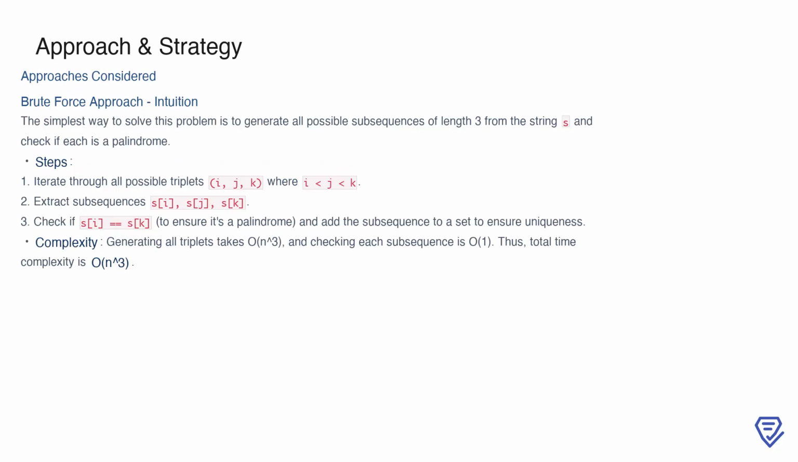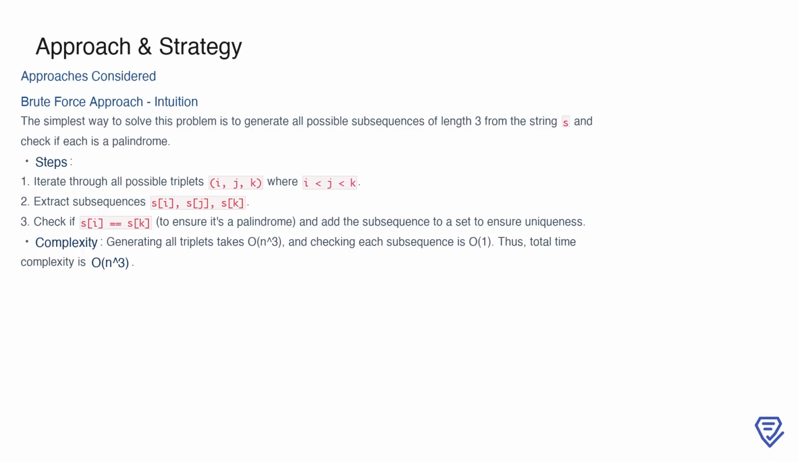To approach this problem, the most straightforward method is the brute force approach. The intuition here is simple: we generate all possible subsequences of Length-3 from the given string S and check if each one forms a palindrome. To do this, we iterate through all possible triplets of indices i, j, k, where the condition i less than j less than k holds. For each triplet, we extract the subsequence consisting of S[i], S[j], and S[k]. To determine if it's a palindrome, we check whether the first and last characters, S[i] and S[k], are the same. If they are, the subsequence is valid, and we add it to a set to ensure uniqueness.